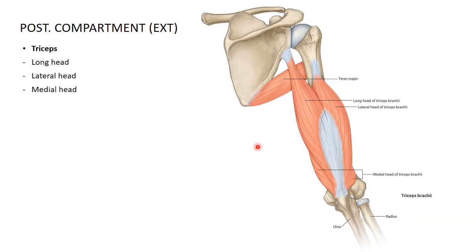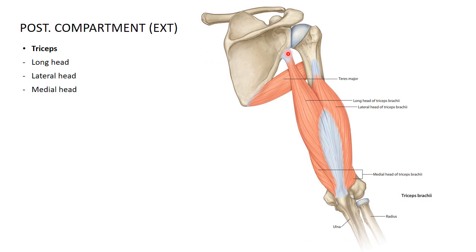The posterior compartment includes one muscle that has three heads, called the triceps muscle. The posterior compartment is also called the extensor compartment. Why? Because it extends the elbow joint. Of course, a muscle that passes behind the elbow joint will cause extension when it contracts. What are the three heads? The three heads are the long head of the triceps, and we have already seen this muscle when we talked about the muscles of the shoulder region.